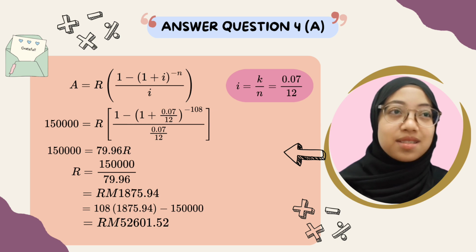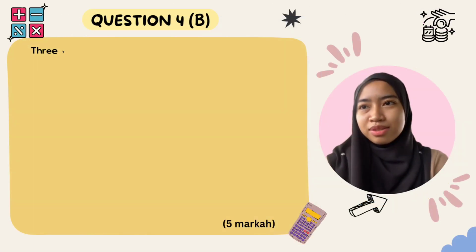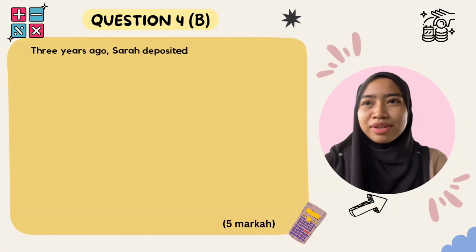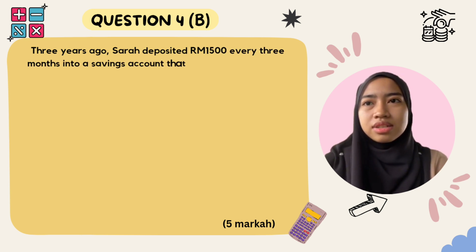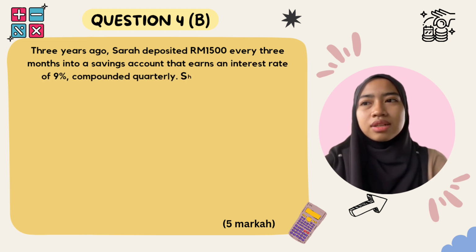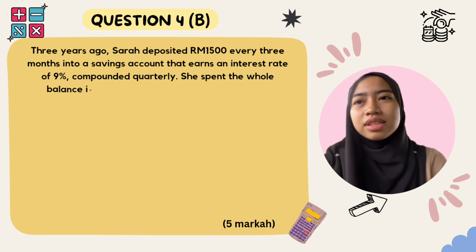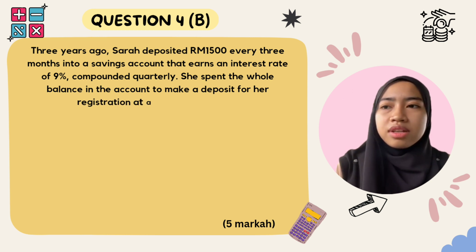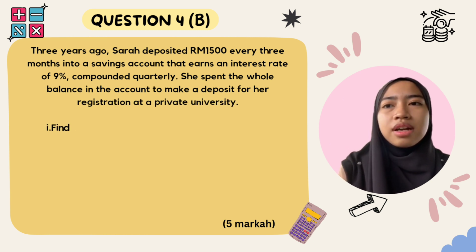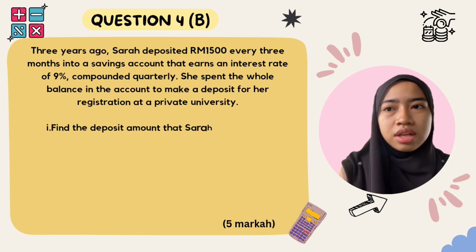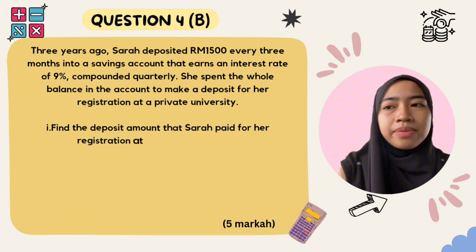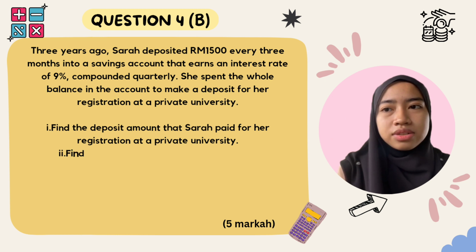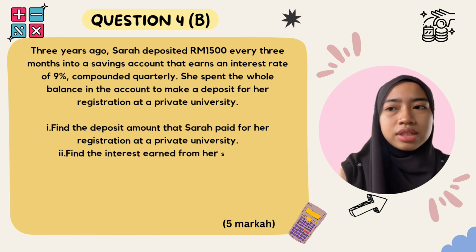3 years ago, Sarah deposited 1,500 every 3 months into a savings account that earns an interest rate of 9% compounded quarterly. She spent the full balance in the account to make a deposit for her registration at a private university. For B1, find the deposit amount that Sarah paid for her registration at a private university. For B2, find the interest earned from her savings.